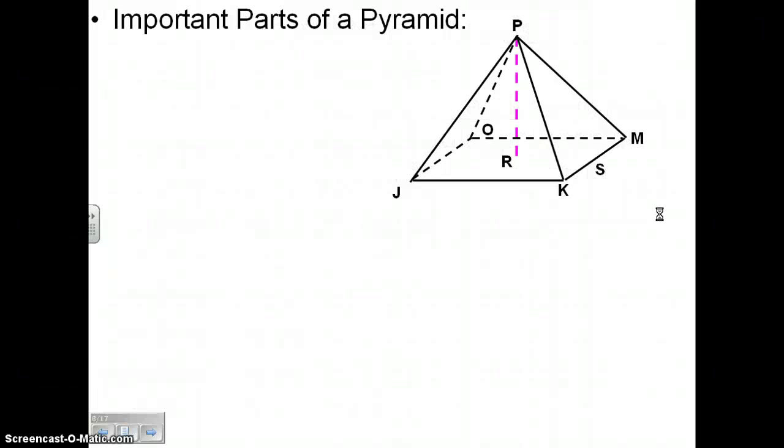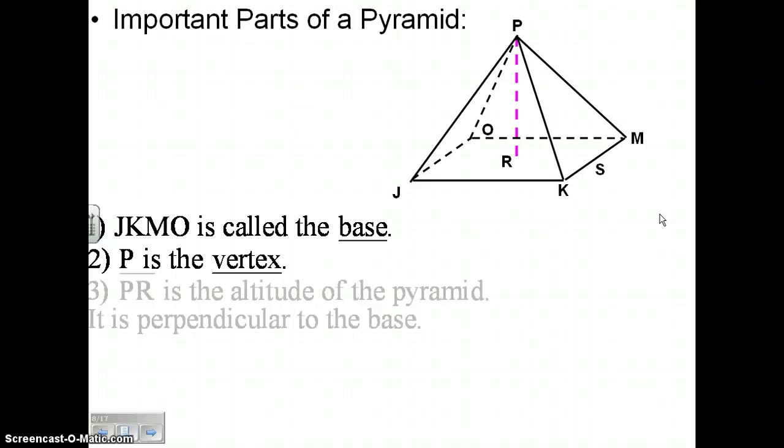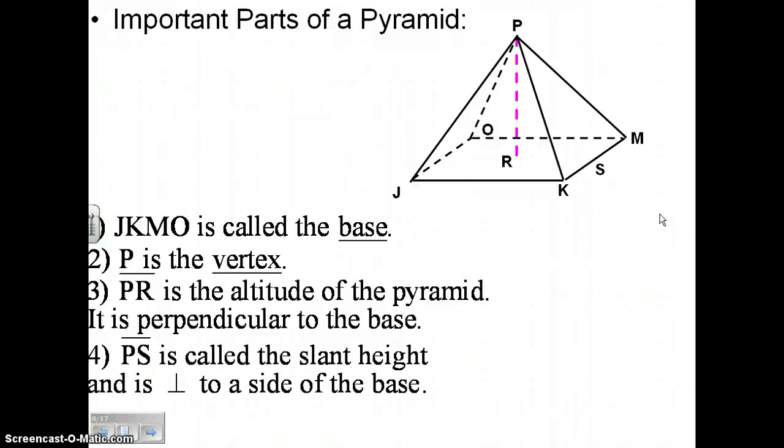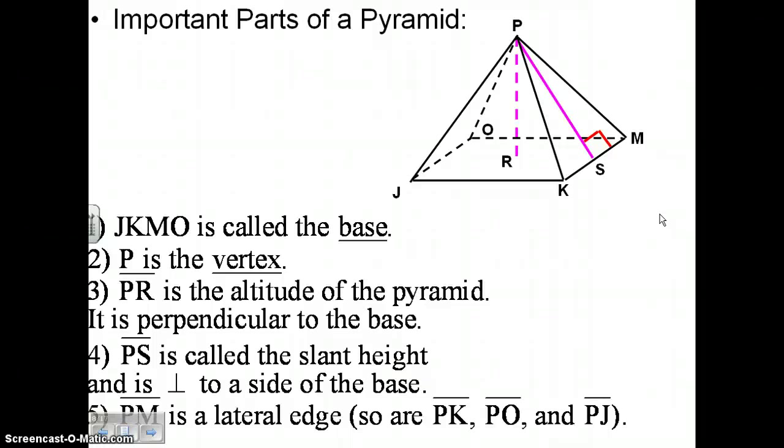This is going to be a recap, so this is actually not on your note sheet, but you can make note of it if you want. We've talked about the important parts of a pyramid, so I'm going to go through these pretty quickly. You have your base, you have your vertex, and remember, PR, the height of the pyramid, is known as the altitude of the pyramid, and it's perpendicular to the base. Remember that PS is known as the slant height, and that is notated with your italicized L. And then you have your lateral edges.